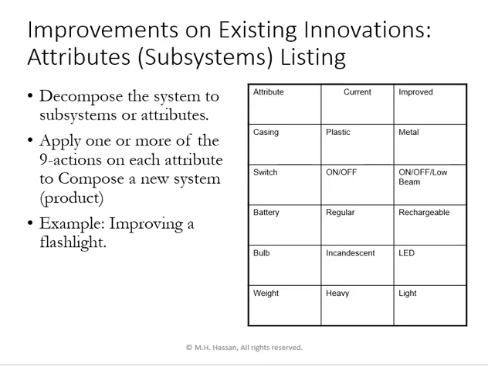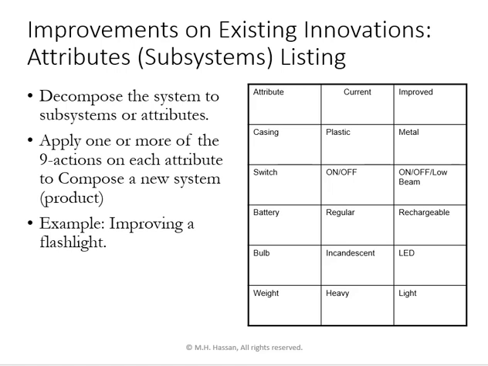Imitation can be done through what we call attribute listings. Improvement on existing imitations, attribute or subsystem listing, is one of the most beautiful and useful ways to improve a product. Again, here you can apply the 9-action strategy. You decompose the system into subsystems or attributes, and apply one or more of the 9 actions to each attribute to compose a new system or product. By doing that, you will have many other products, clones of the base product you started with, and all these clones could be great improvements on the product.